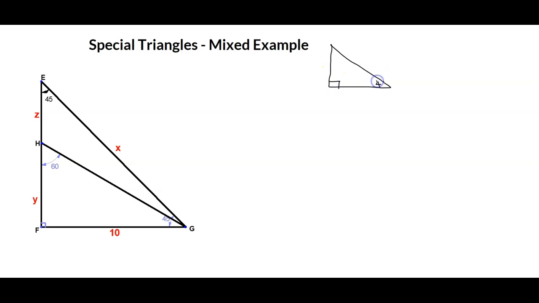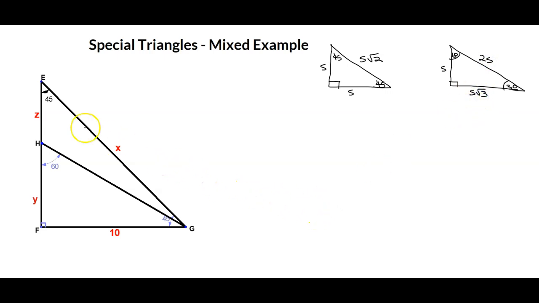So this is 45, this is 45 here, and so our sides are s and s, and the hypotenuse is going to be s square root of 2. And then we're going to do the same thing also for the 30, 60. So this is 30, this is right, this is 60. So our s here, hypotenuse is 2s, and then we have s square root of 3.